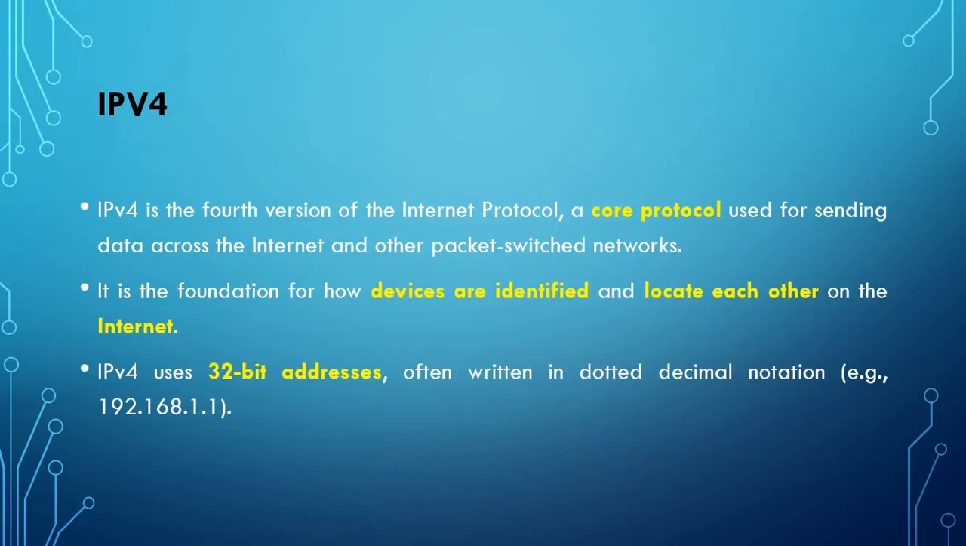The first one is IPv4. IPv4 is the fourth version of the Internet Protocol, the core protocol used for sending data across the Internet and other packet switch networks. It is the foundation for how devices are identified and locate each other on the Internet. IPv4 uses 32-bit addresses, often written in dotted decimal notation. For example, 192.168.1.1.